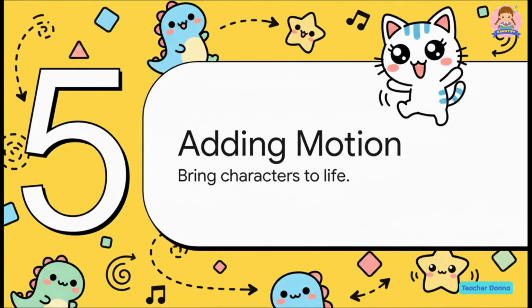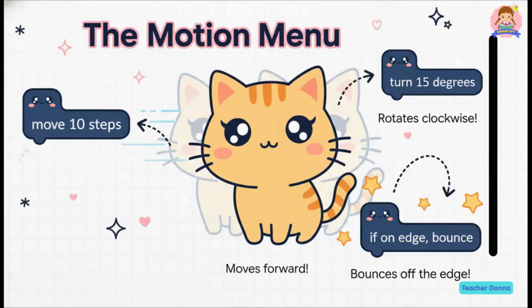Talking is great, but our sprites can do so much more than that. They can move, they can spin, they can bounce all over the stage. Seriously, bringing your characters to life with motion is one of the most fun parts of Scratch. The dark blue motion category is your toolbox for everything motion related. You've got blocks like move 10 steps to make the sprite scoot forward, or turn 15 degrees to make it do a little spin. There's even a block called if on edge bounce, so your sprite doesn't just wander off the screen forever. I definitely recommend you just drag a few of these blocks out and just click on them.